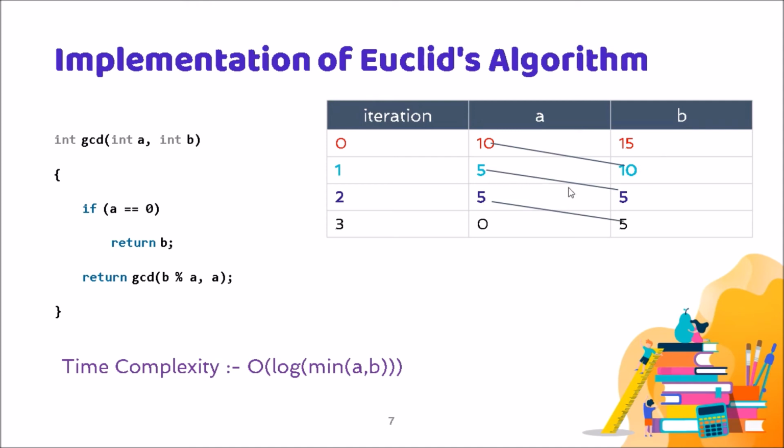You can see that b is now the previous a, and a is the previous b mod a from the previous iteration. Same for the third iteration: we modify a as 10 mod 5, that will be 0, and b as the previous a, that will be 5. So at iteration number three, a will be 0 and it will simply return 5 as the GCD, and as we know, the GCD of 10, 15 is 5.